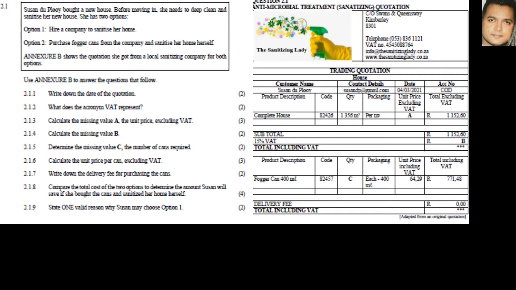2.1.7, write down the delivery fee for purchasing the cans. Okay, the delivery fee is the delivery fee here, and the amount is 0 rands, or we could write free.